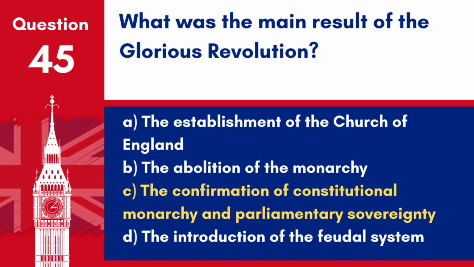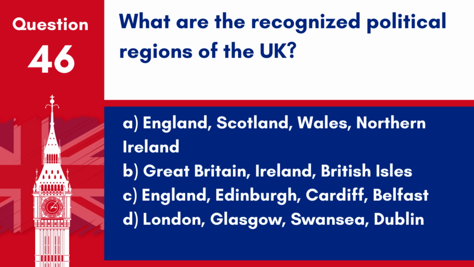The Glorious Revolution of 1688 established the supremacy of Parliament over the monarchy, confirming the constitutional monarchy and paving the way for a parliamentary democracy. Question 46. What are the recognised political regions of the UK?